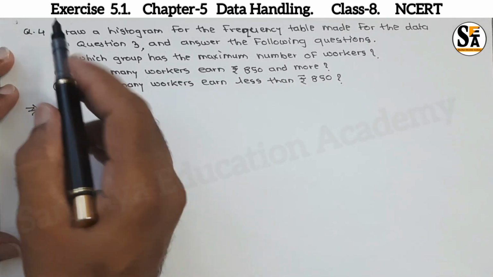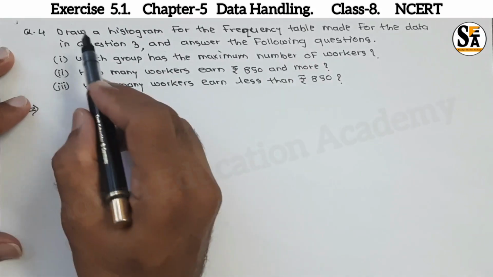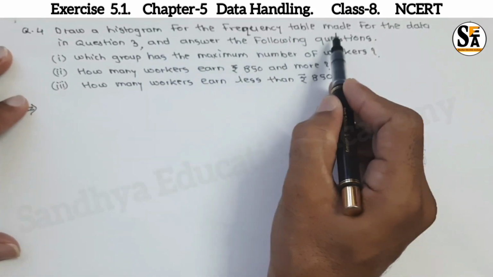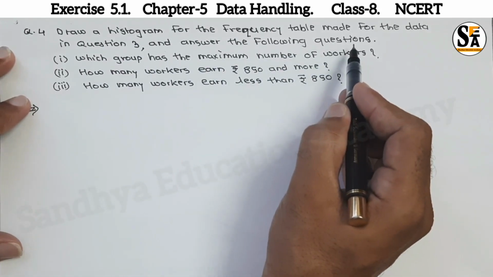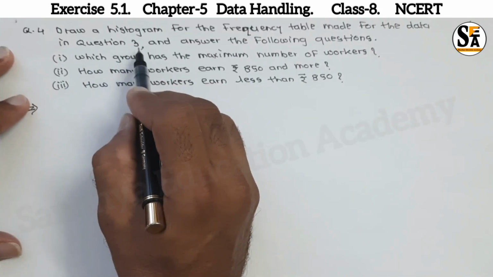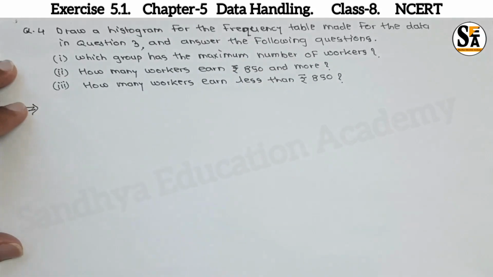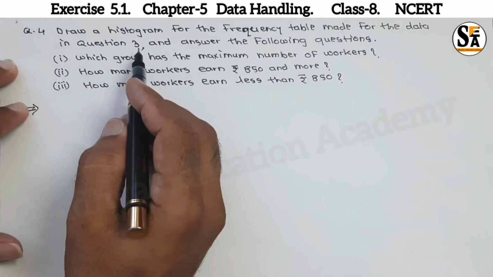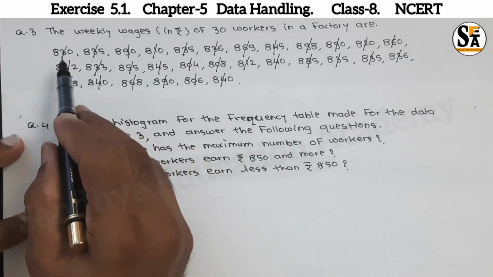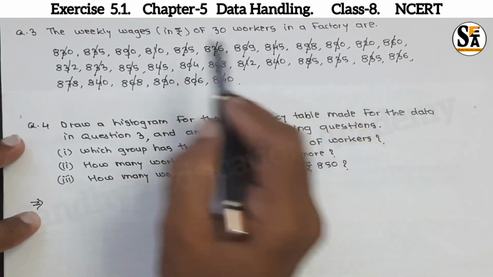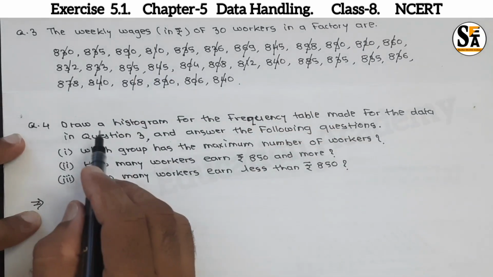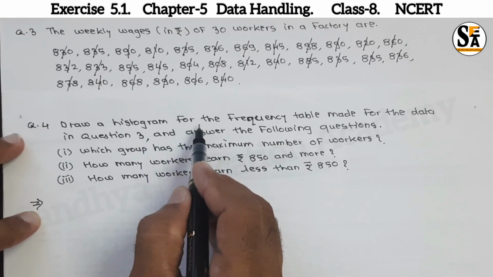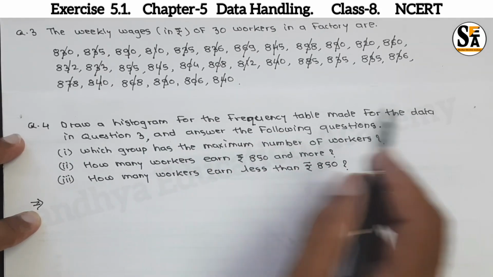Now see question number 4 of exercise 5.1. Draw a histogram for the frequency table made for the data in question number 3 and answer the following questions. Here we will require the data which is given in question number 3. So we will just look at what data is given in question number 3. Now see, here is the data for question number 3. 30 workers' wages are given here. And what is asked in question number 4? Draw a histogram for the frequency table made for the data.